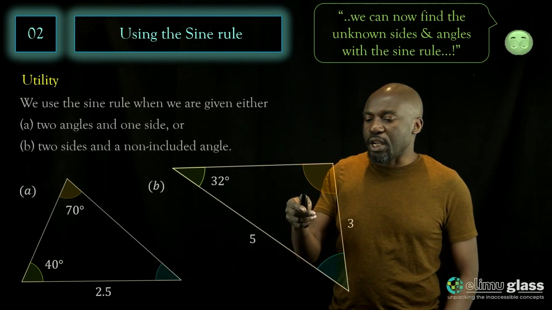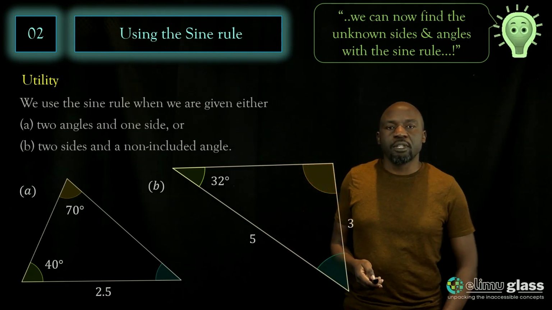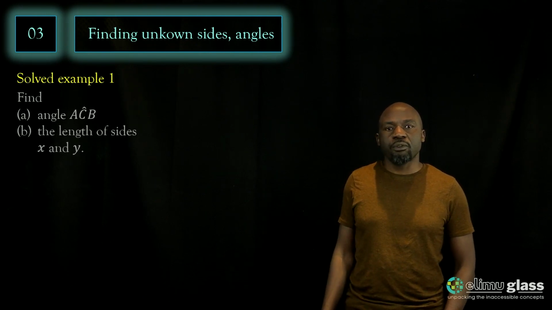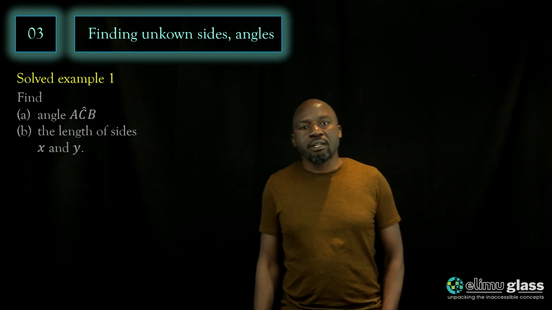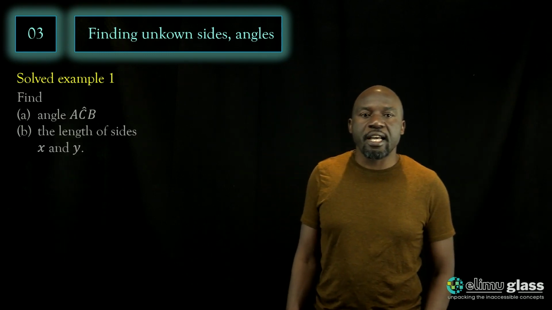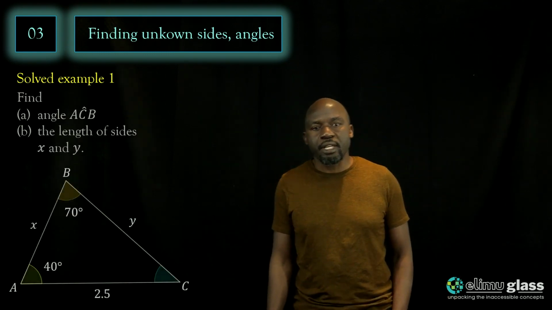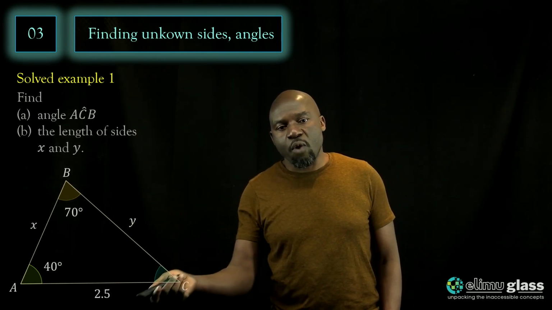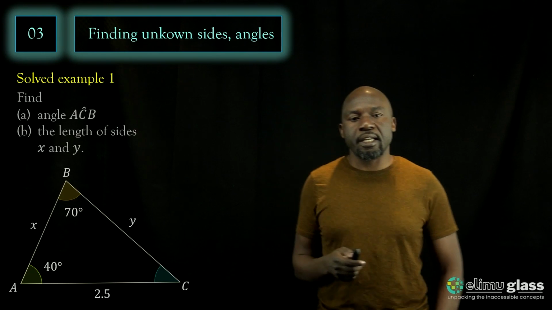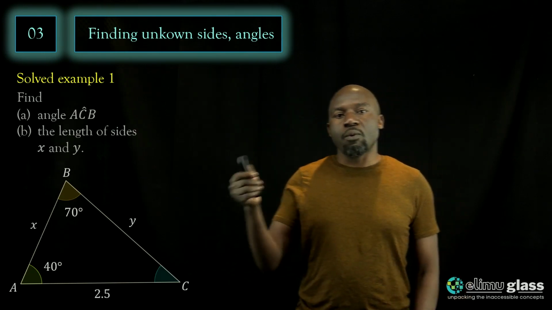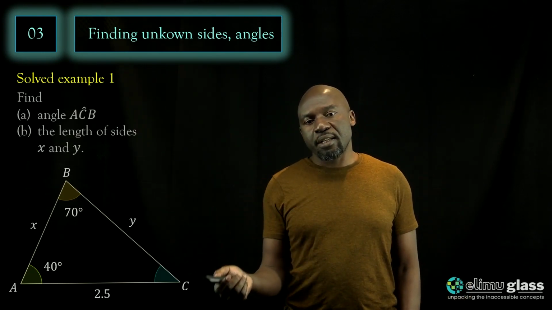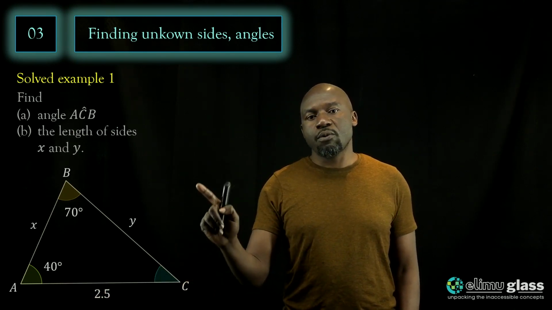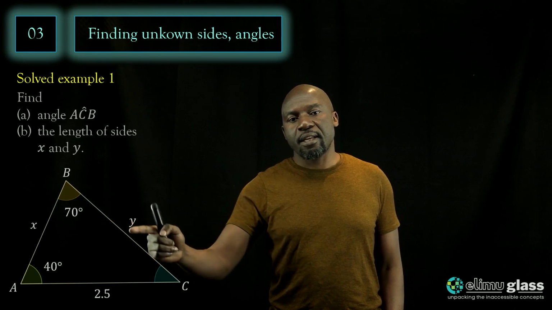With this knowledge, we can now go and solve the opening problem, for example. Here is example 1. Find angle ACB and the length of the sides x and y. So here is a triangle. We've been given two angles and one side, so clearly this is a case where the sine rule becomes useful. We want to know the angle ACB, which is this angle here. We also want to know the length of x and the length of y.